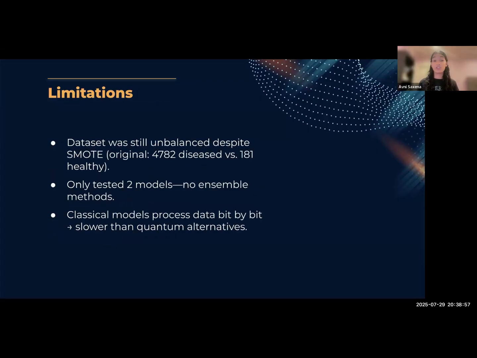So let's talk about our limitations when we were doing this. Even after augmentation, our data was still a little bit unbalanced because we have thousands of disease pictures, and augmentation can really only do so much to make that balance. We also only tested two models, VGG16 and ResNet 50. Other newer models might work better. And then also our models were classical, which means that they process data one piece at a time, which is often slower and less efficient than the potential of quantum alternatives, which I'll talk about in a second.